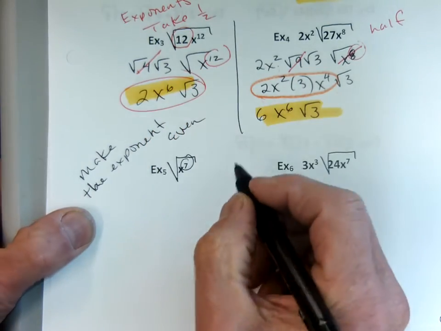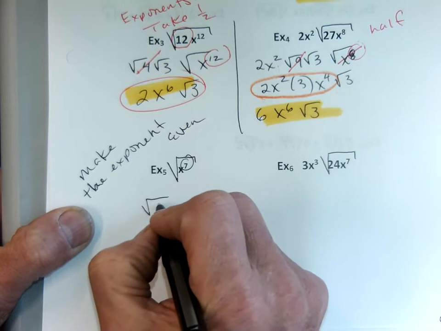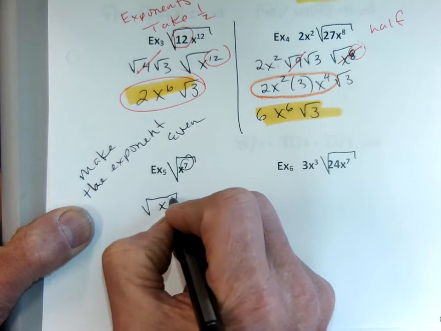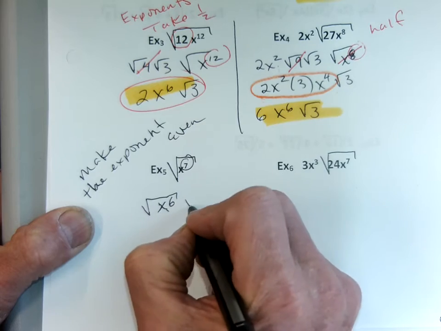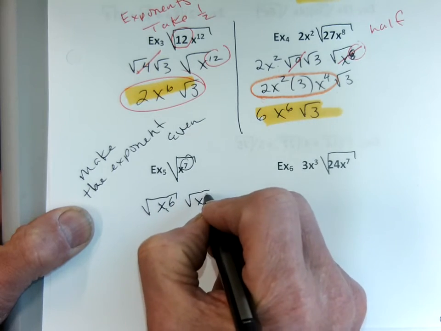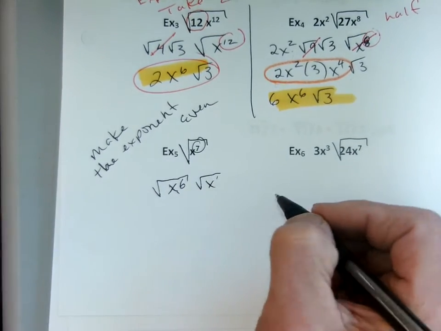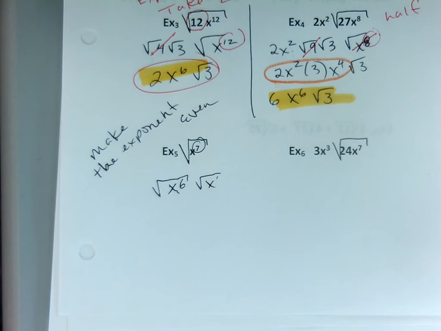All right. So I'm going to make it the square root of x to the 6th and the square root of x to the 1. Okay, you don't need the 1 there, but I'm going to put it there anyway. So what I did was this. I want to take half of it. I don't want a decimal. You can't take half of 7 without getting a decimal. Does that make sense? So if I take 1 away, then I get a 6.